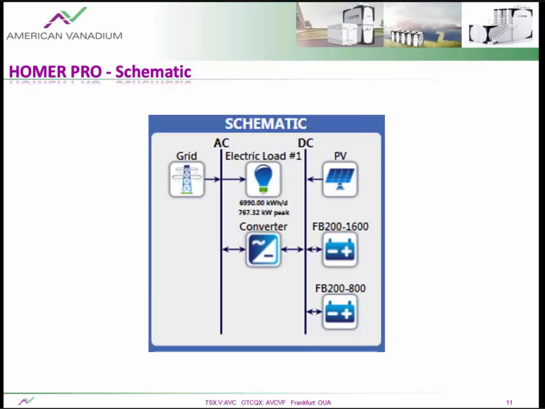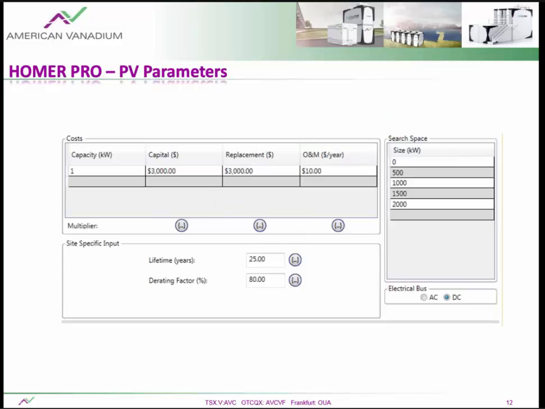So moving on to the PV system. So here's the PV system setup, I've kept the pricing as a default value, $3 per watt. Search space I've set from 0 to 2 megawatts. I've kept the default lifetime and derating factor as well. Fairly straightforward.